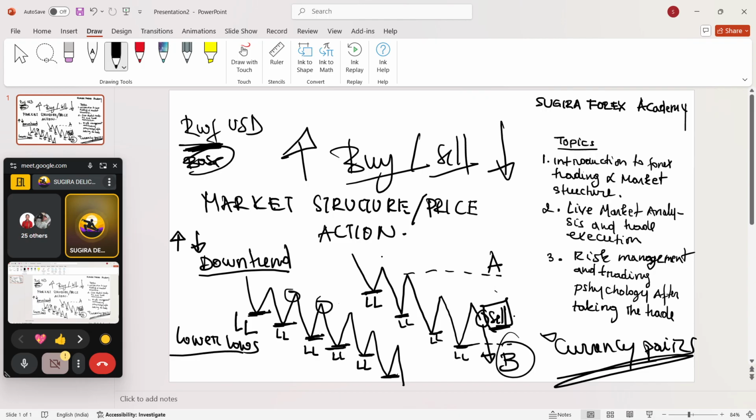You get my point? I will be selling the market. I will be targeting the market is in a downtrend. So to mean I will be selling the market because of what? The market is targeting lower lows. So I'll be selling the market. And what is the meaning of you selling the market?